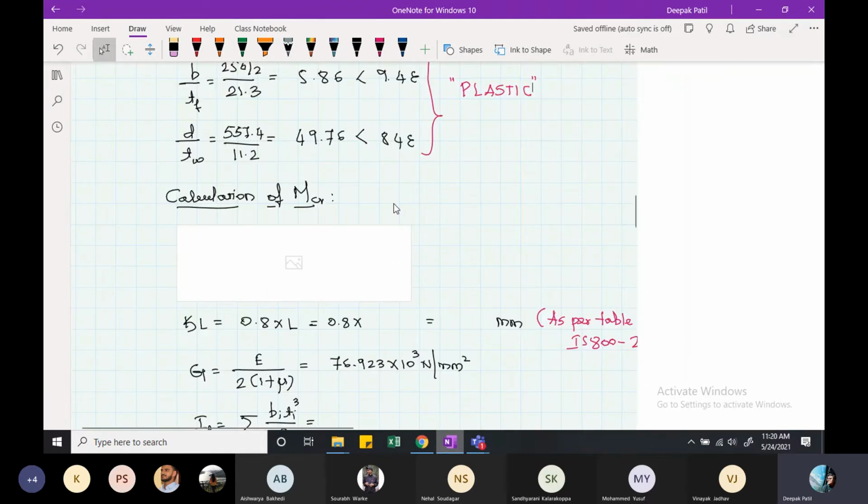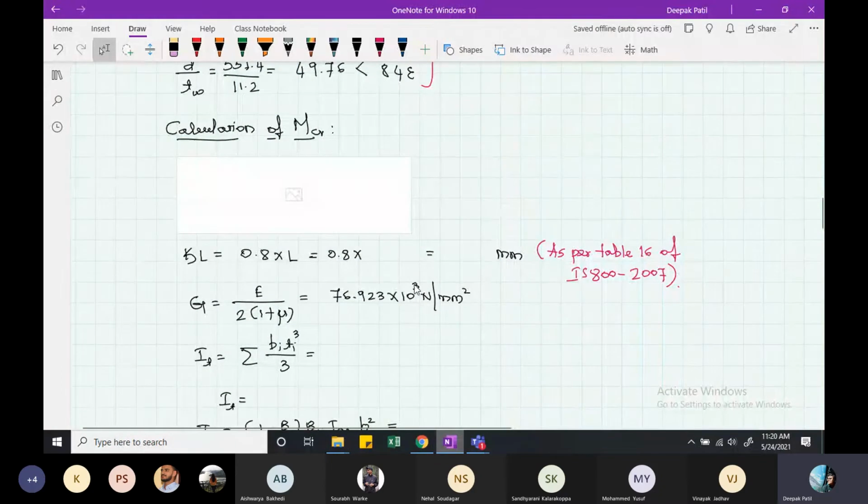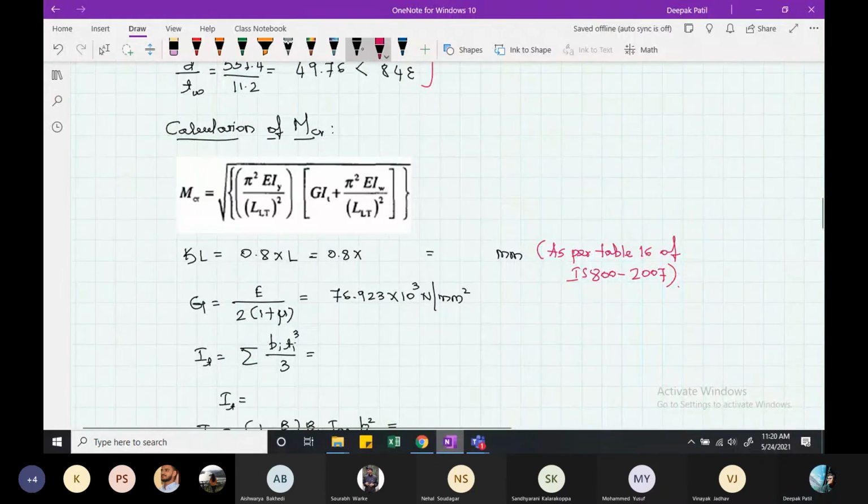Okay, so 0.8 times the length of the beam, which was 5000. So 0.8 times 5000 comes out to be 4 meters, that is 4000 millimeters. I have referred here table 16 of IS 800 2007. Then G obviously will be E divided by 2 into 1 plus mu. This value will remain same provided your Young's modulus is same.